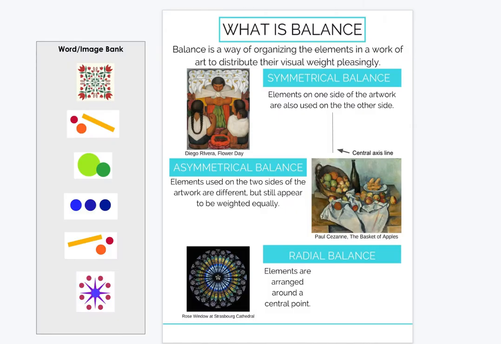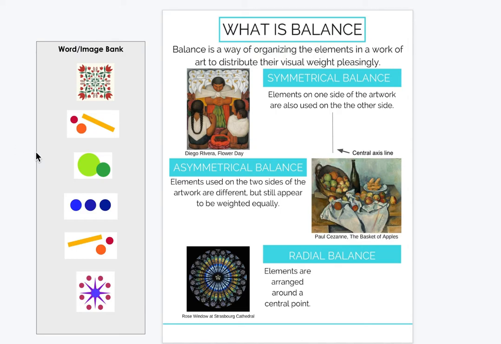All right, so for this video, we're going to be going over balance. Now, by now, you probably have watched the video about balance, and you already know that there are different types of balance. So here we go. It says balance is a way of organizing the elements in a work of art to distribute their visual weight pleasingly. So the first one is symmetrical balance.